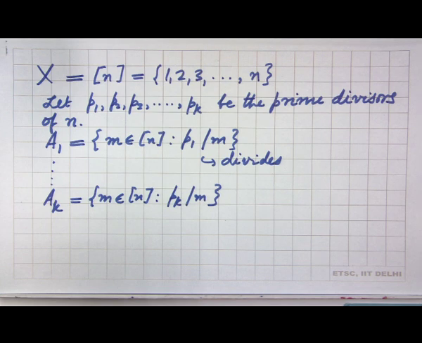Well, they have to be in x, so it's certainly an integer between 1 and n. If it is not in A1, then P1 is not dividing that number. If it is not in A2, then P2 isn't dividing it. If it's not in AK, then PK isn't dividing it. Therefore, if it is in the complement of the union of the AIs, that number is divisible by none of the numbers P1 to PK. But there's no other prime that divides n. Because there is no other prime that divides n, therefore this number must be co-prime to n.